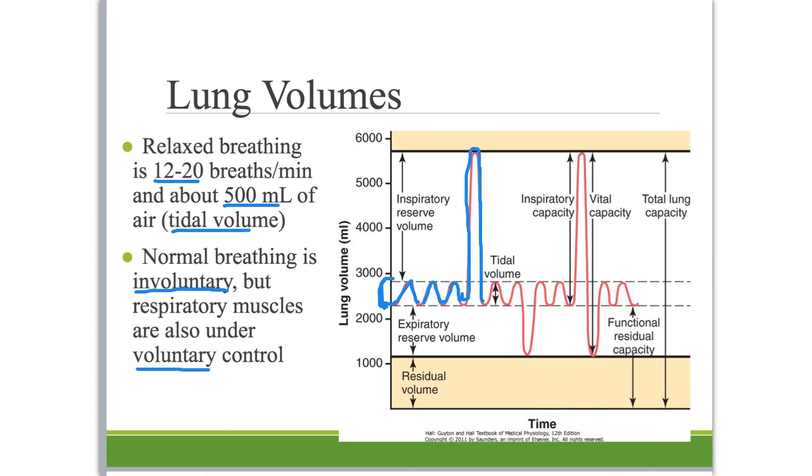And speaking of the respiratory system, we can hear my dog here having problems in the background.